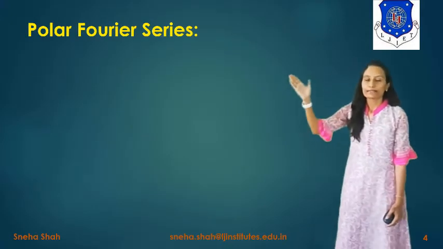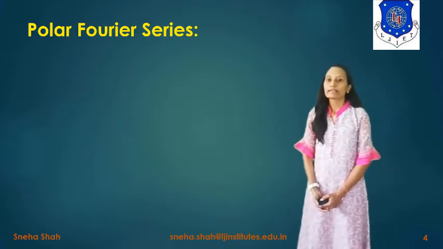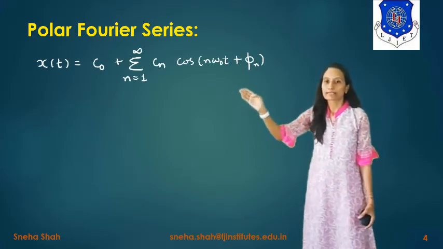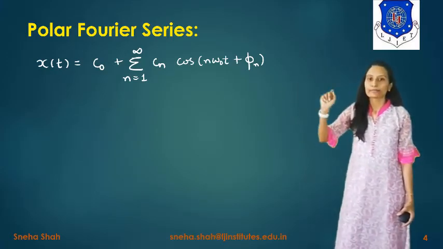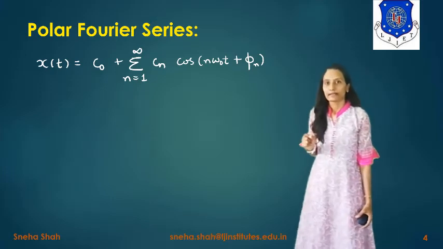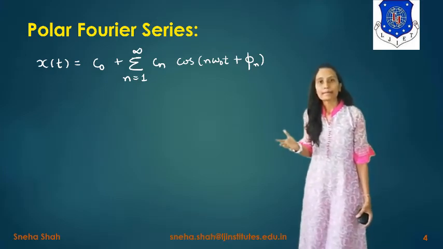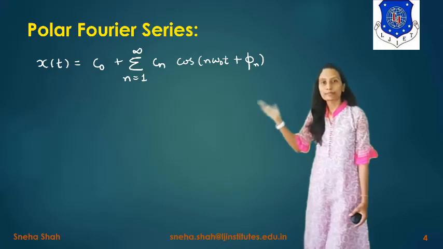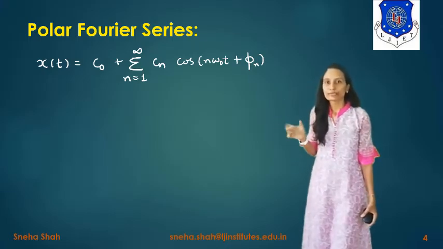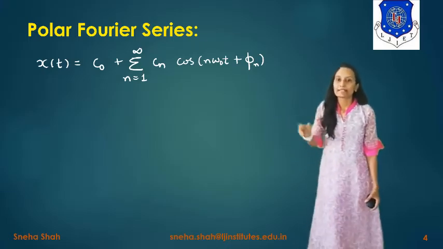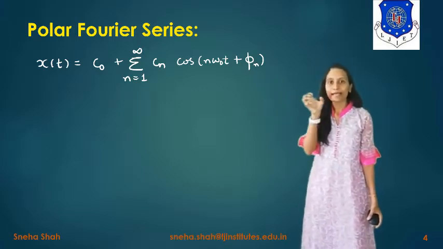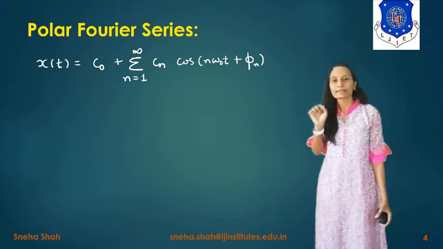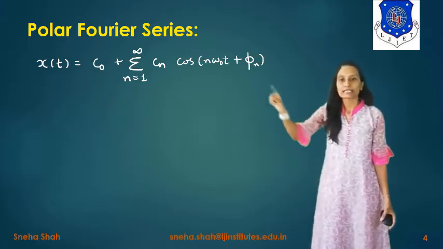Now we will take the second type, which is polar Fourier series. Its equation is x of t equals c0 plus summation n equals 1 to infinity cn cos n omega 0 t plus phi. Why? Because if you compare the trigonometric Fourier series with the polar Fourier series, almost everything is the same except this term. If we combine the cos term and sin term, these two terms are basically the same, only there will be a change in the phase.